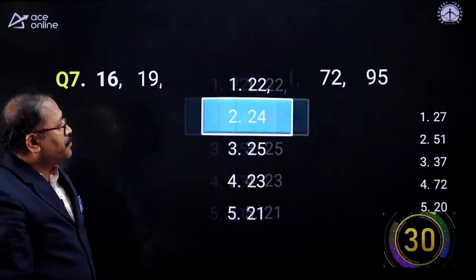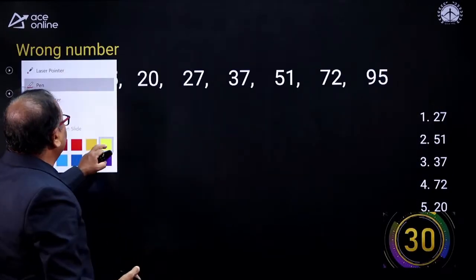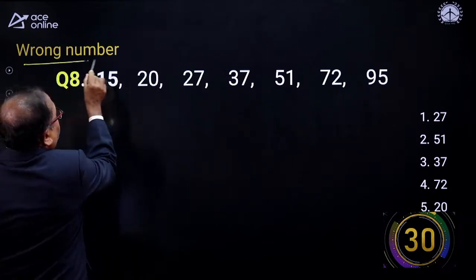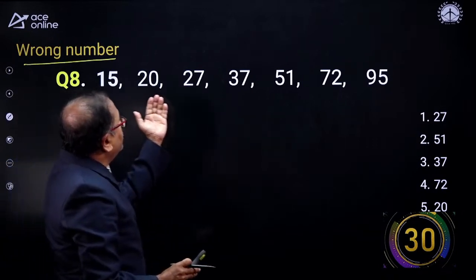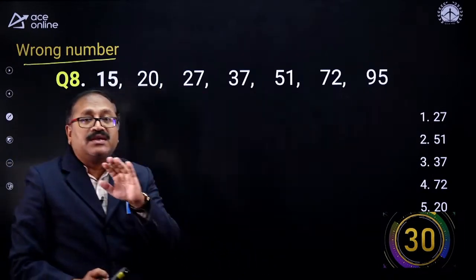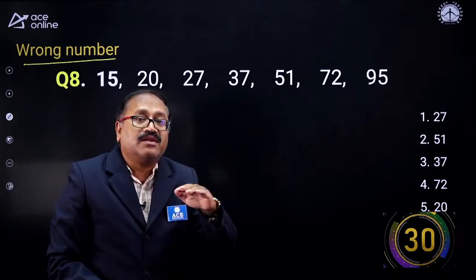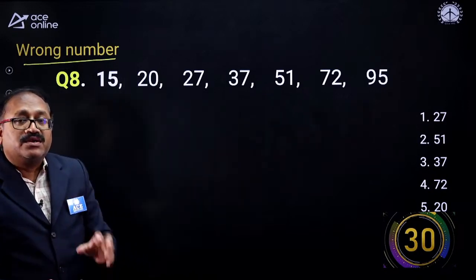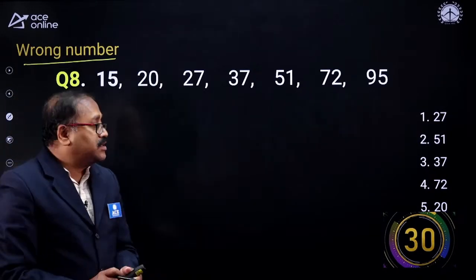Next one. Chaliye. So, one more question on number series. Now, here you need to identify the wrong number. How do we check this question? So, 15, 20, 27. So, it's an ascending order, but the rate of increasing is low. So, let us find out the difference first. So, find out the difference, then answer the question.